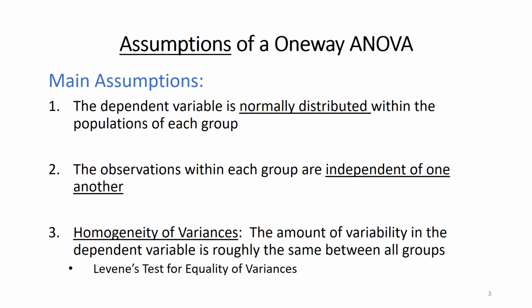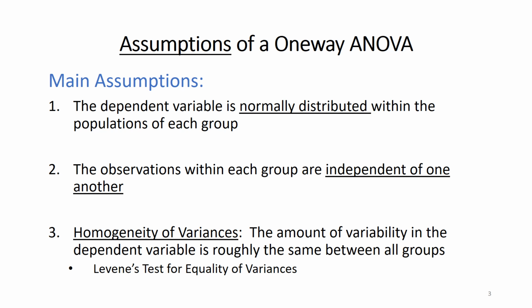Second, the observations have to be independent of one another. So whether we're comparing outcomes across different racial ethnic groups, or whether we're comparing some sort of outcome across different types of offenders, the key thing is we want to make sure that there's no dependence or correlation between any of the groups. Exactly the same as what we saw with the independent samples t-test.